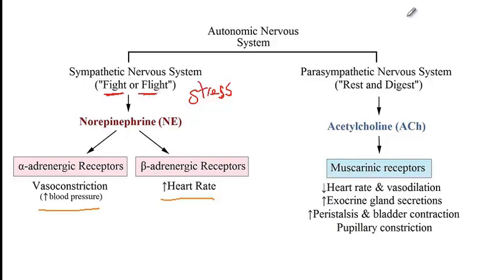Versus the parasympathetic nervous system, that's when we are under a relaxed state, and that's why it refers to as rest or digest response. And this system functions by release of the acetylcholine neurotransmitter that acts on muscarinic receptors, and so consequently there would be decreased heart rate, increased secretion of exocrine glands, increased peristalsis and bladder contraction. So now we can relax and urinate, and increased peristalsis helps with the digestion of food. And then there would also be pupillary constriction.